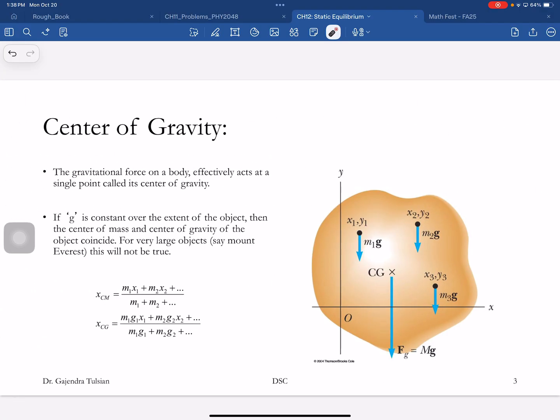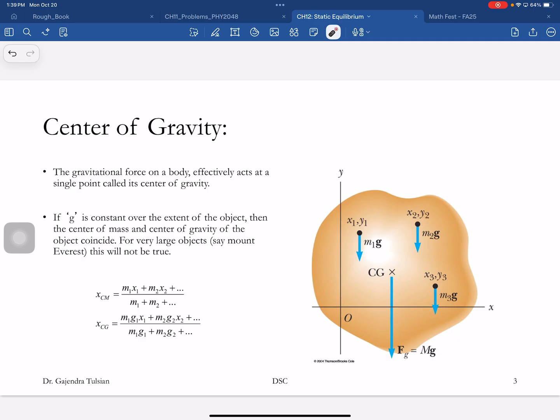All right, so we'll look at that. Okay, now let's start off by defining center of gravity. If you have an object like this, the center of gravity is the point where the weight, the gravitational force of the object, acts on that object. That is the point at which the weight of the object acts.